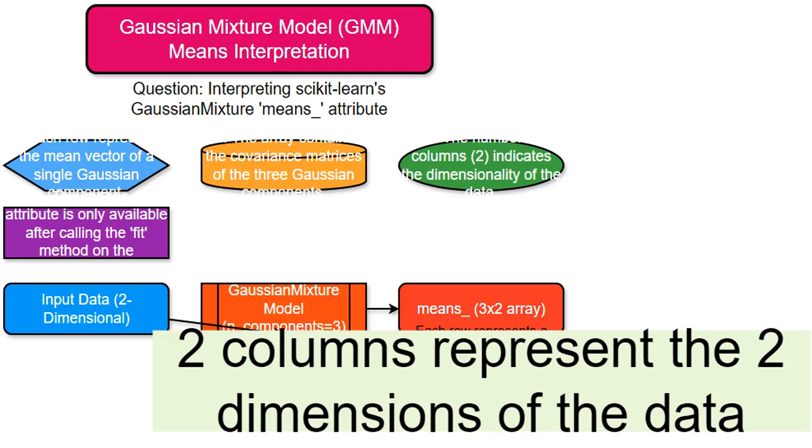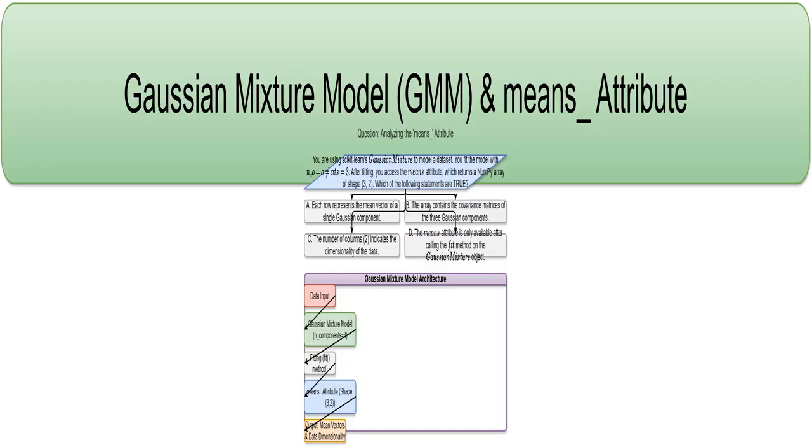The 2 columns show the 2 dimensions or characteristics of the data points. It tells us that each data point I'm working with has 2 pieces of information connected to it. Imagine 2 columns, height and weight. Each row would then give the average height and weight for one of the 3 groups. I see this refers to the core concept, a Gaussian mixture model, GMM, which is a probabilistic model that assumes your data is generated from a mixture of several Gaussian distributions.